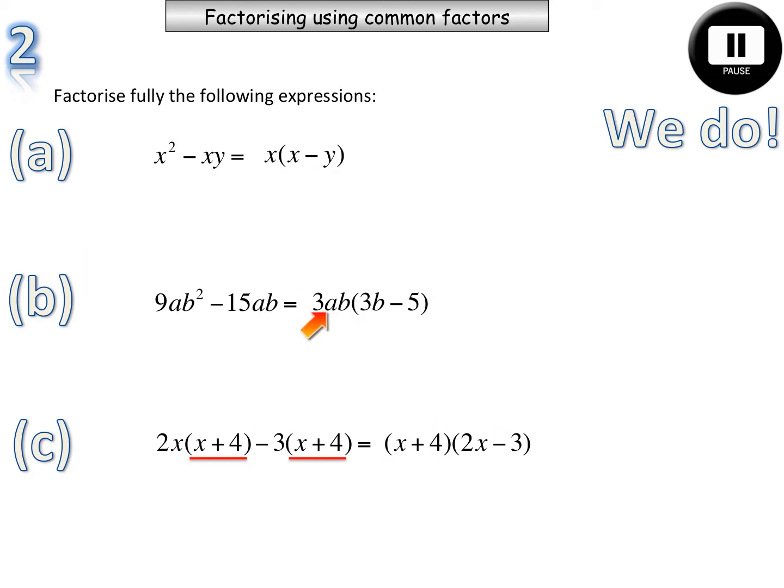Back here, 3ab was a common factor of both. That sits out the front. So the x plus 4 sits out the front. Then you put your brackets, 2x minus 3.